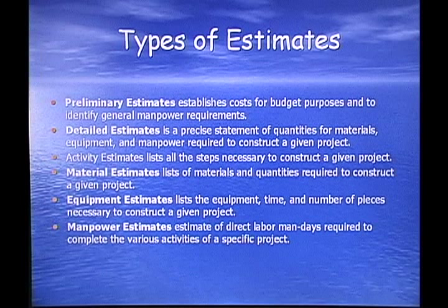Activity estimates list all the steps necessary to construct a given project. Materials estimates list the materials and quantities required to construct a given project. The equipment estimates list the equipment, time, and number of pieces necessary to construct a given project. The manpower estimates estimate the direct labor man days required to complete various activities of the specific project.